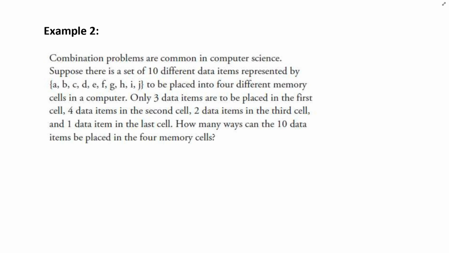Now you've got to think, once you've placed something in a spot, you're not taking it out of its spot anymore. It's already there. Okay? So thinking about this, we've got A through J, all those different items. And we want to know how many ways can the 10 data items be placed in 4 memory cells. So we're going to look at the number of ways that we can put them into cell 1, the number of ways in cell 2, the number of ways in cell 3, the number of ways in cell 4.